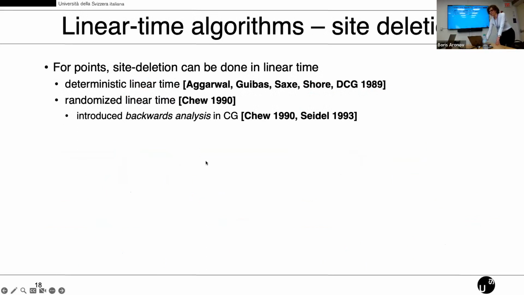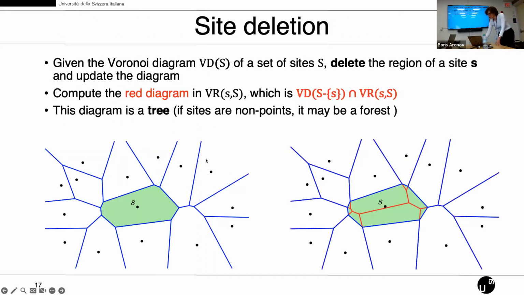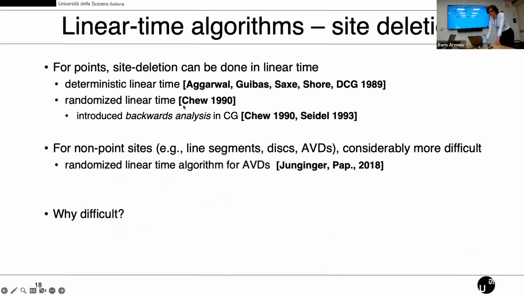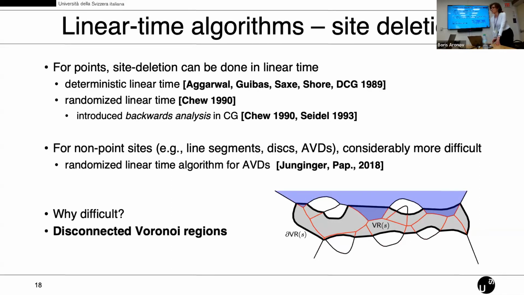Okay, so for point sites, for the deletion, we can compute this red tree in linear time, either by the deterministic way or by this simple randomized algorithm. For non-point sites, the problem becomes considerably more difficult. We now have a randomized linear time algorithm to do that for abstract Voronoi diagrams. And why is it more difficult? Essentially, it's the problem of disconnected Voronoi regions.